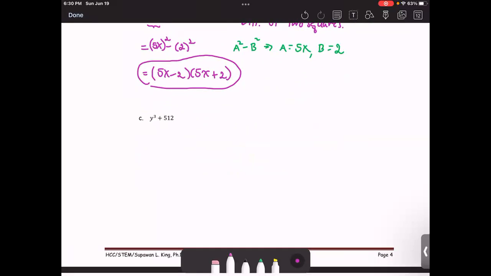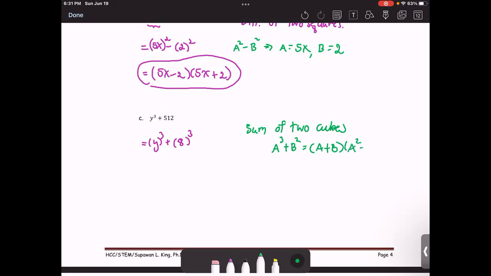And then the last one, y to the third plus 512. This is a sum, and y to the third represents the cube of the quantity y. So we're going to rewrite it as the quantity y to the power 3 plus some quantity raised to the power 3 as well. That would be the value 8 to the third power. So in this case, we're going to use the pattern of the sum of two cubes, A to the third plus B to the third, which factors to A plus B multiplied by A squared minus A times B plus B squared.